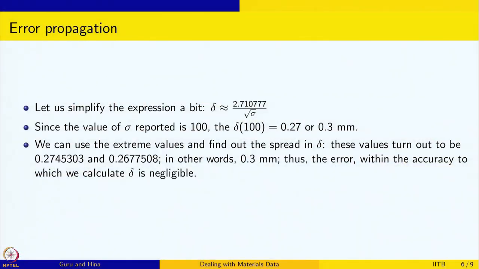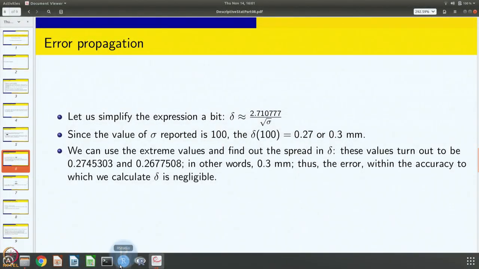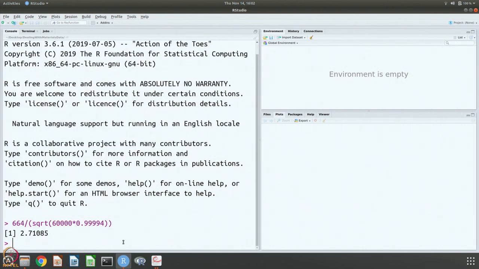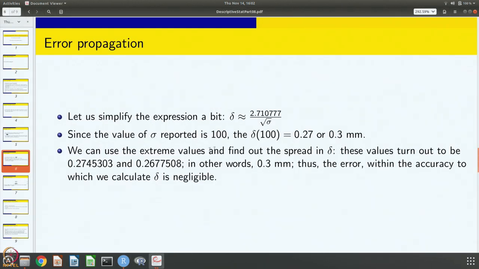So, use the values of f and mu r, and you get an expression which is 2.71. So, how do we get that? Let us do that. R can also be used as a calculator. So, we want to get 664 divided by square root of 60.999994, right. So, you get 2.71085, and that is what is given here.